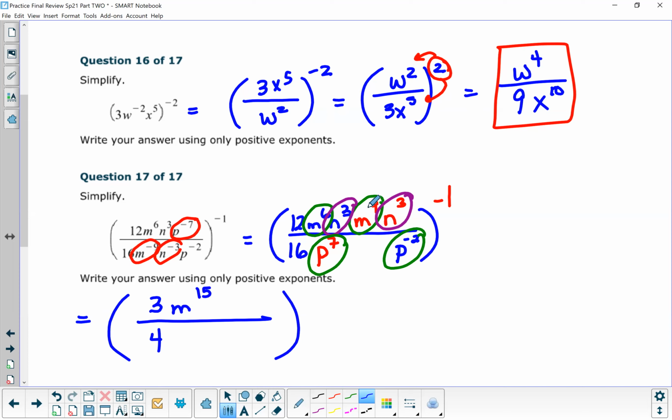You're adding 6 and a 9. N cubed and n cubed, adding the 3 and the 3, so that's n to the 6. And then p to the 7th and p to the negative 2, I'm adding 7 and negative 2, so that gives me p to the 5th. And all of that is to the negative 1. So now I'm going to end with taking the reciprocal. So we have 4p to the 5th over 3m to the 15th n to the 6th.